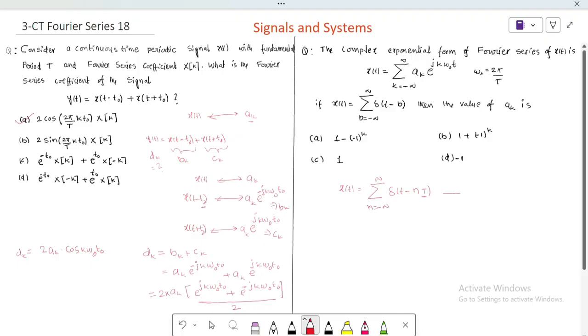Its Fourier series coefficient, we have already done this problem. Directly, the Fourier series coefficient ak equals 1 by T. Compare this one: here the b from minus infinity is similar to the n. There is no coefficient here, so capital T equals 1. So the Fourier series coefficient for this signal equals 1 by T, that equals 1 by 1. So the answer is C.